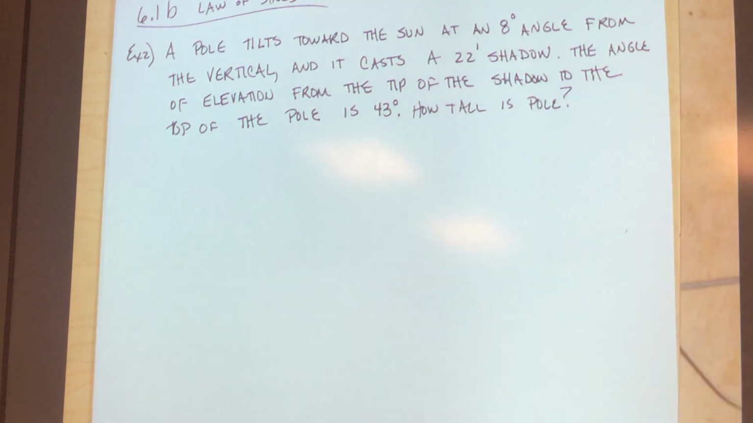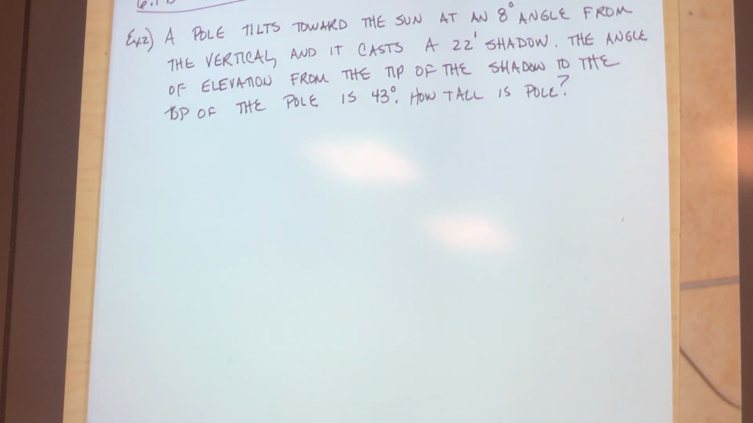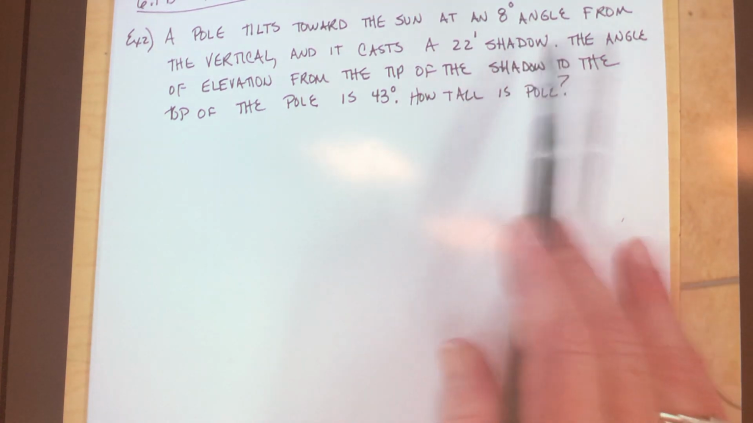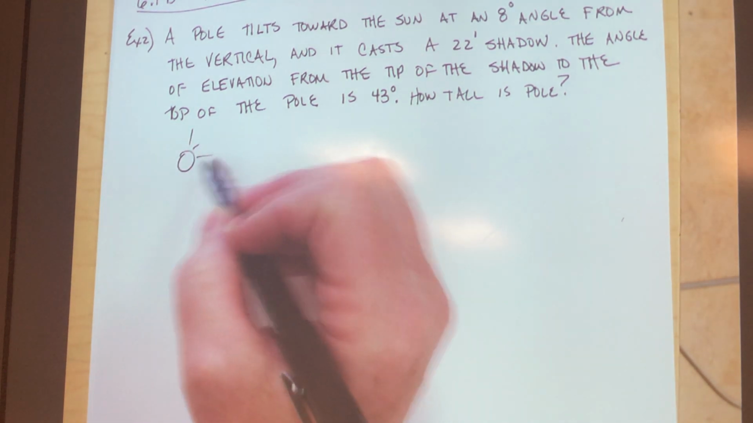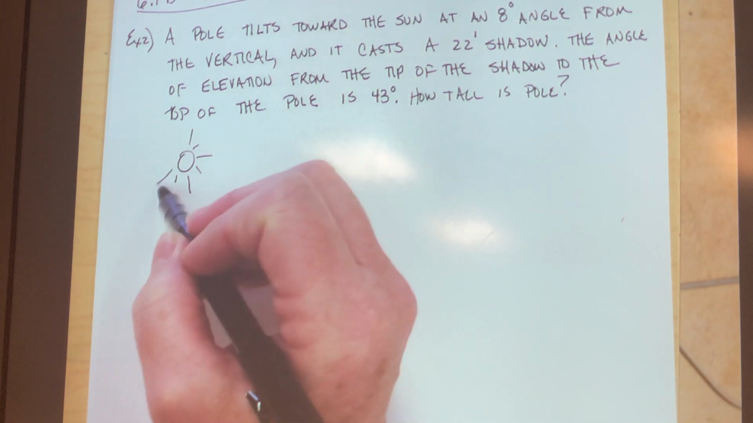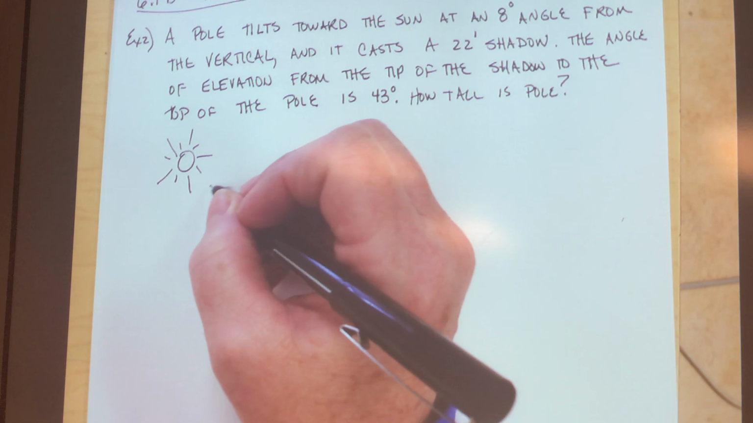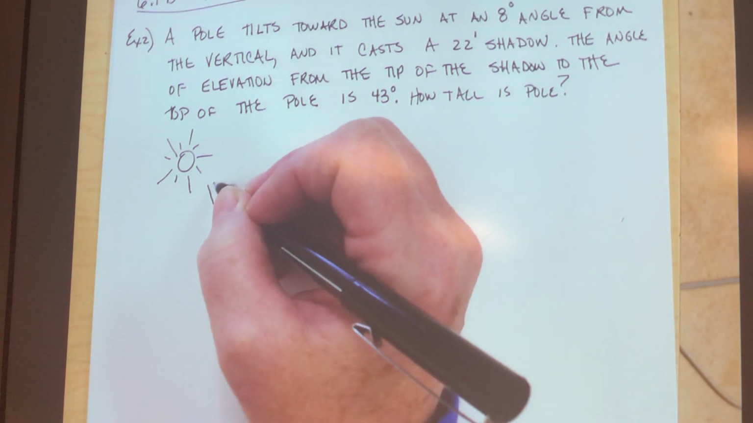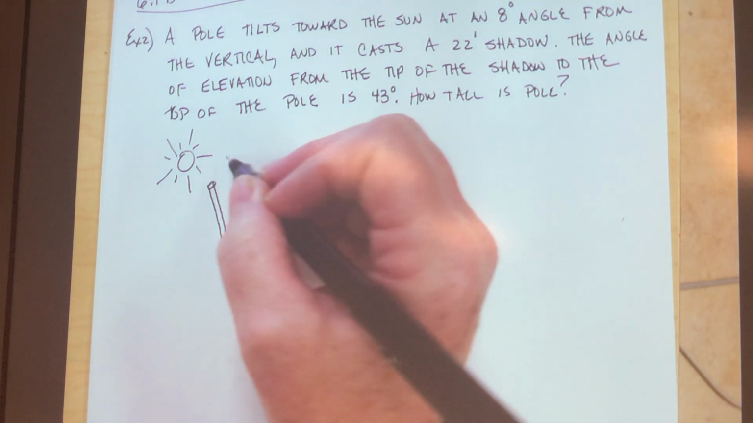Just like all the word problems we've done this year, drawing the picture is going to be the most difficult part of this. I am going to exaggerate my picture just a little bit so it'll be easier to put my information in it. When it says I've got a pole tilting at an 8-degree angle from the vertical, tilting towards the sun, I'm going to put my sun over here. I've got a pole down here tilting towards the sun. Mine will tilt a little more than 8 degrees, just so it'll be easier to write my stuff in there. So here is your vertical.